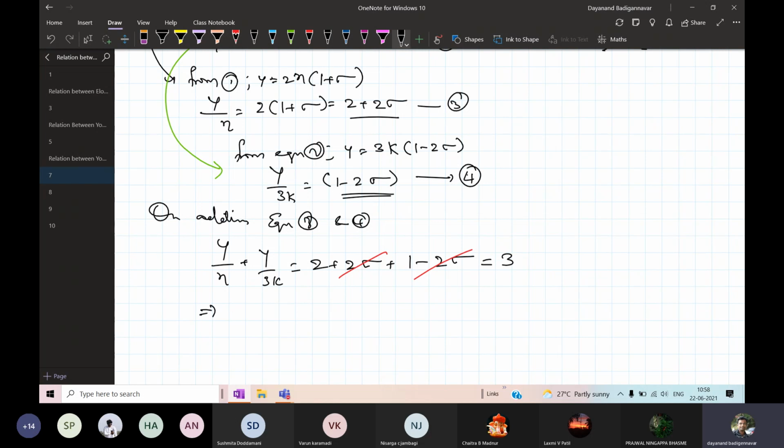Or I can rearrange it. So I can write y by eta plus y by 3k is equal to 3.